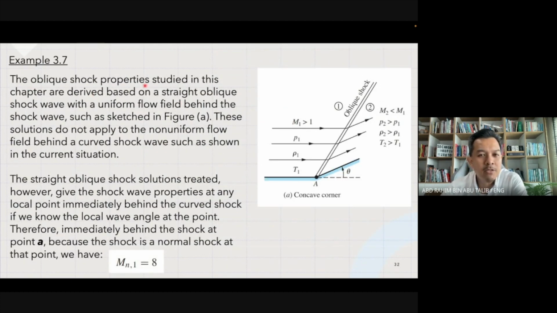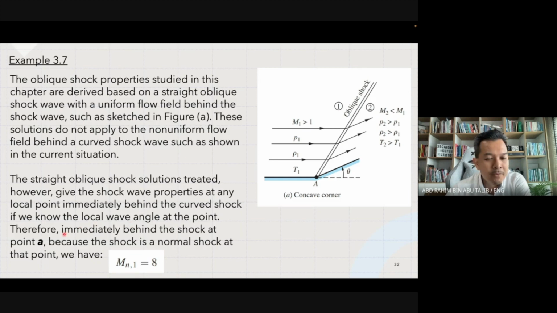The oblique shock properties studied in this chapter are derived based on a straight oblique shock wave with a uniform flow field behind the shock wave, as sketched in figure A, the concave corner. So we have the theta over there, and we have the oblique shock. This solution does not apply to the non-uniform flow behind a curved shock wave as shown in the current situation. However, the straight oblique shock solution gives the shock wave properties at any local point immediately behind the curved shock wave if we know the local wave angle at the point.